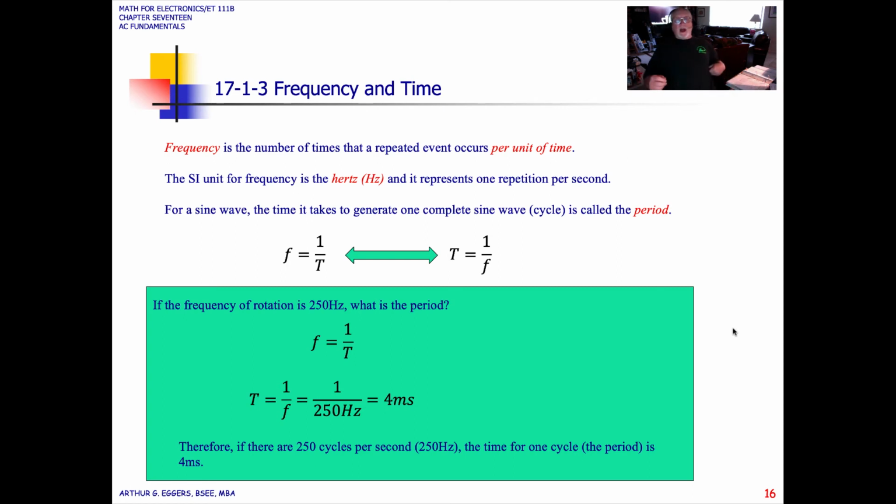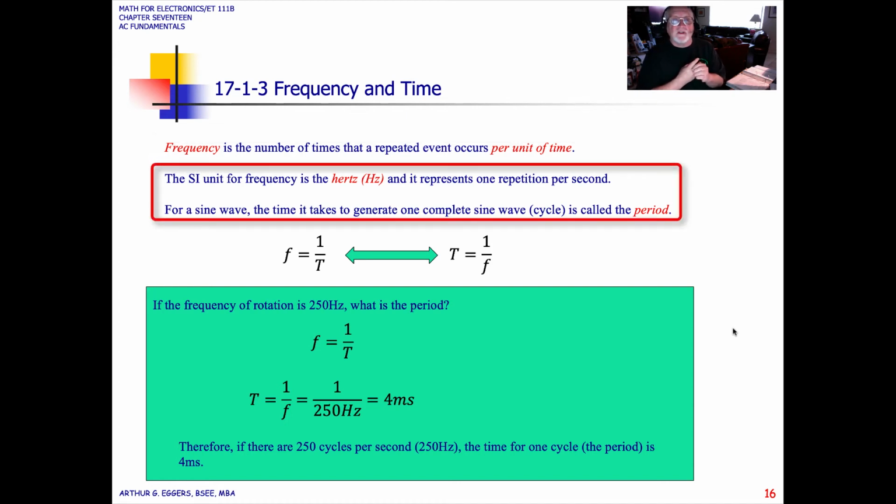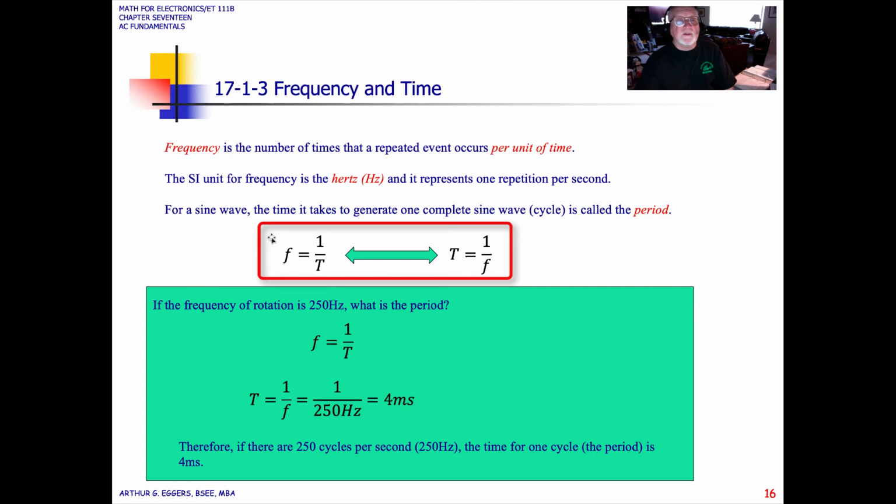So frequency and time are an inverse relationship. Frequency is the number of times that a repeated event occurs per unit time. The SI unit for frequency is the hertz, and it actually relates to how many cycles per second, or one repetition per second. For a sine wave, the time it takes to generate one complete sine wave, its cycle, is called the period. So you can see here that we have frequency is equal to 1 over time, time is equal to 1 over frequency.